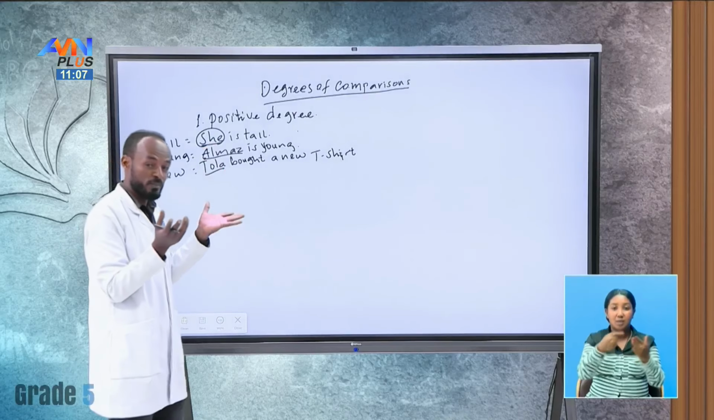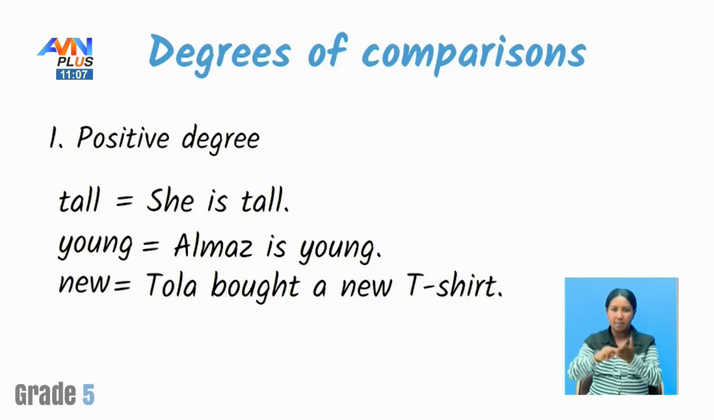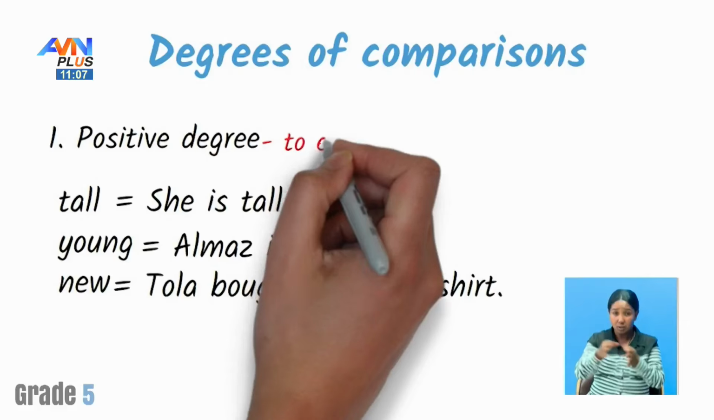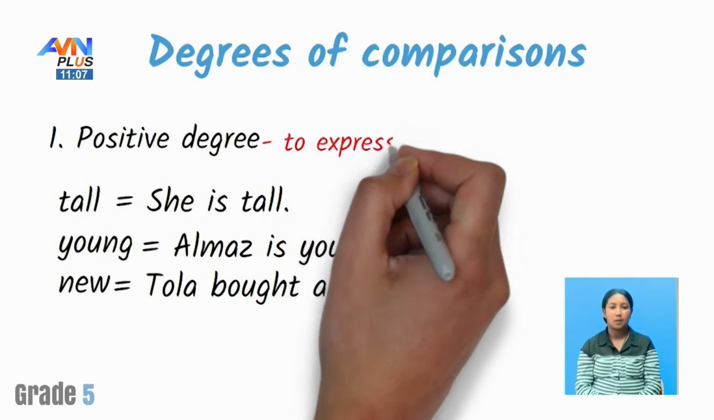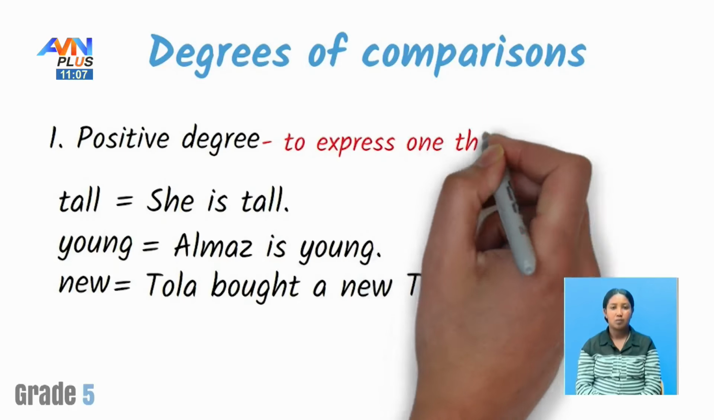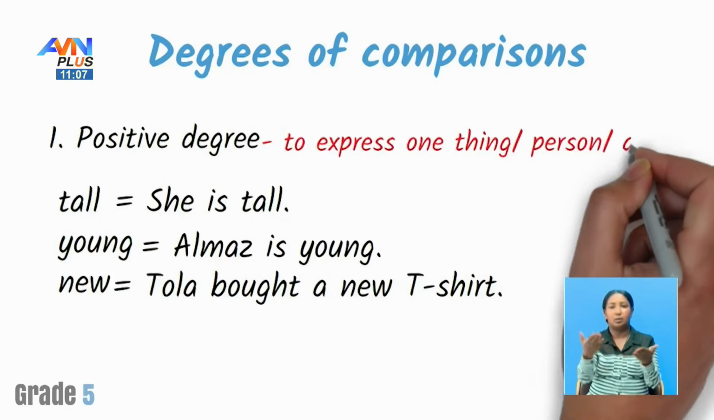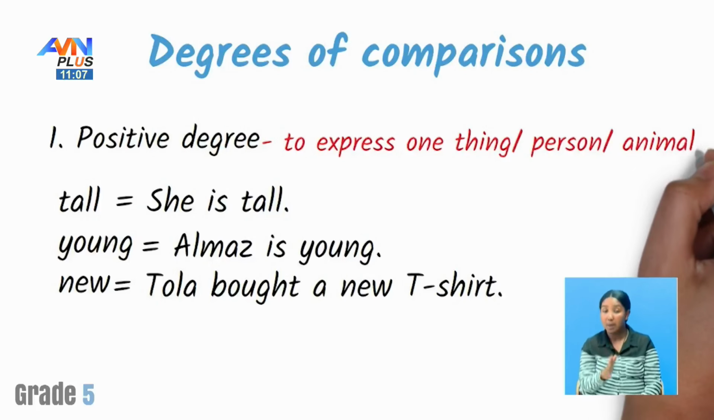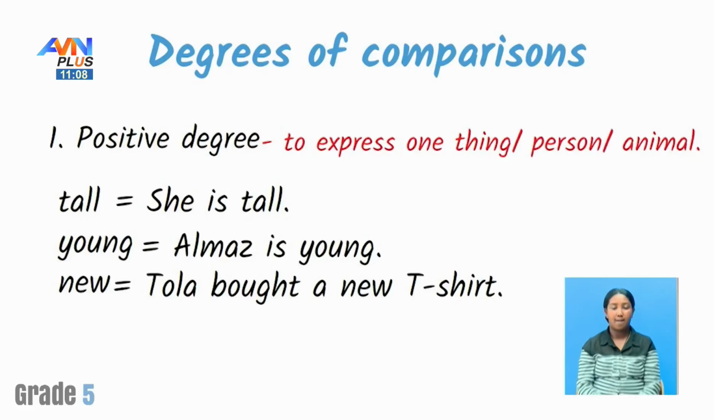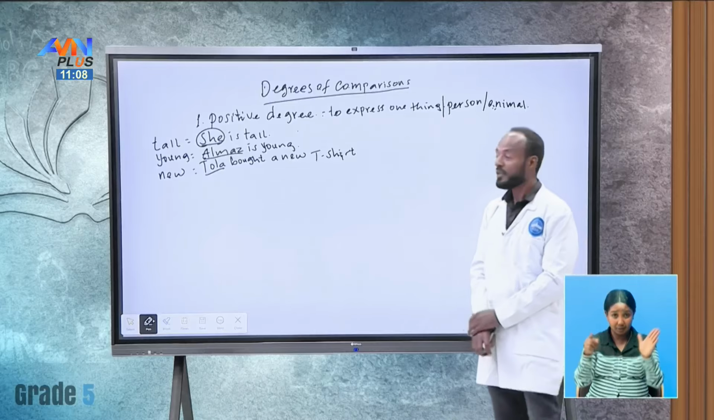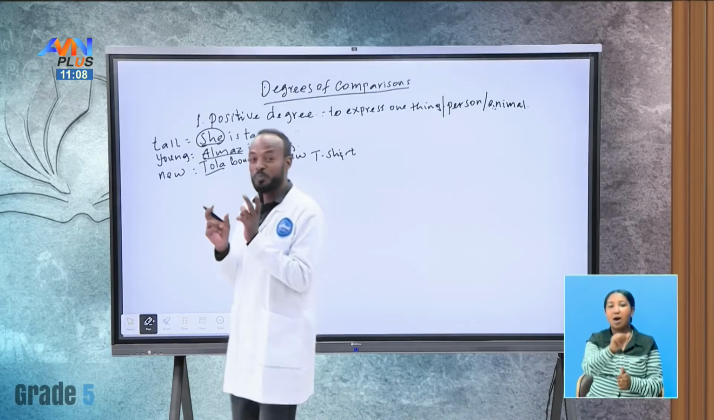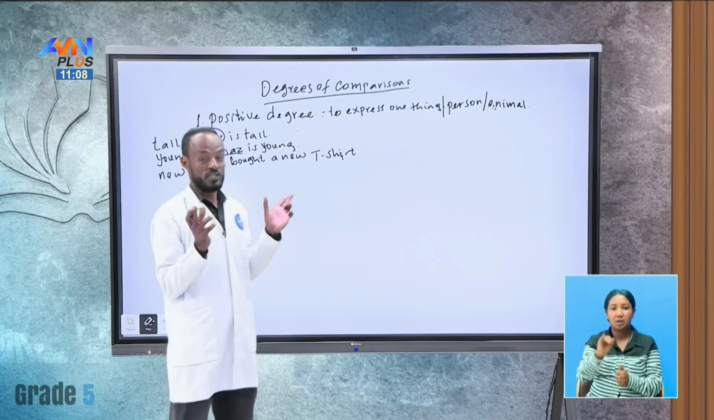So positive degree means the degree that we use to express one thing, or maybe one person, and also one animal. Is it clear? Nice. And another point which could be raised here is about another structure.